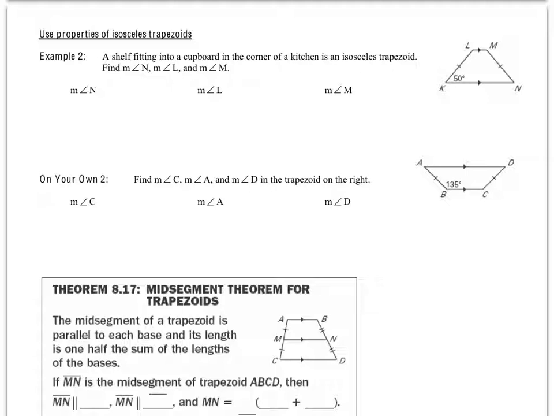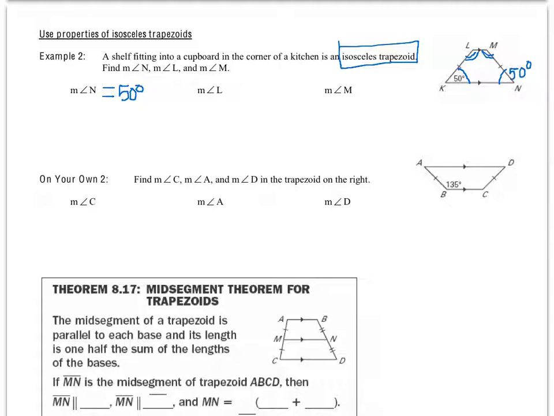All right, so let's use this idea. In example 2, it says a shelf fitting into a cupboard in the corner of a kitchen is an isosceles trapezoid. So as soon as we're told it's an isosceles trapezoid, I know that this angle and this angle are the same, and this angle and this angle are the same as well. So it says find the measure of angle N, the measure of angle L, and the measure of angle M. So right away, I know angle N is 50 degrees because it's congruent to angle K.